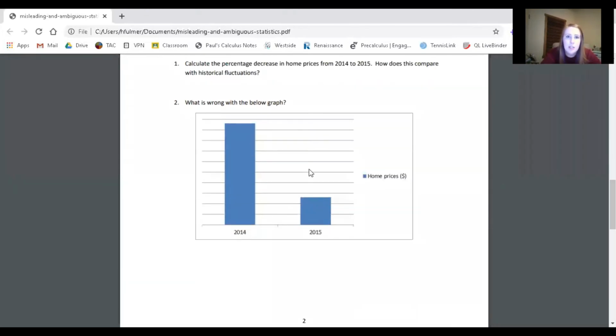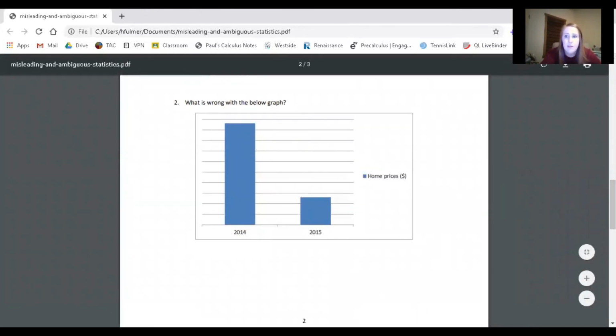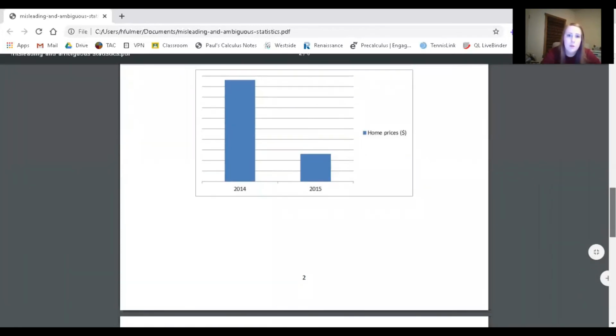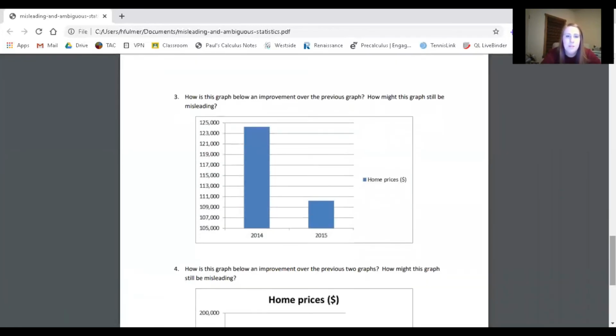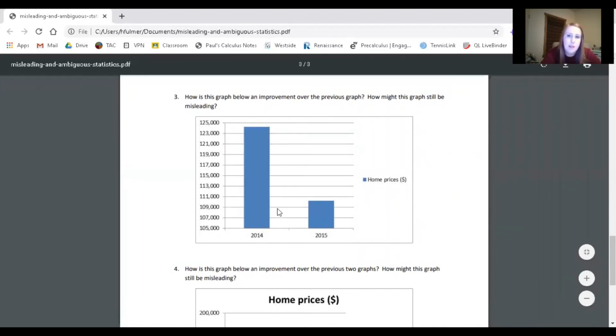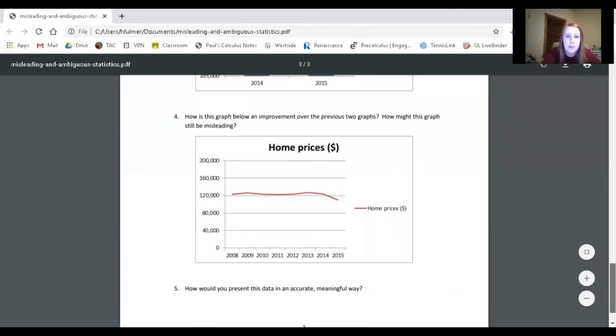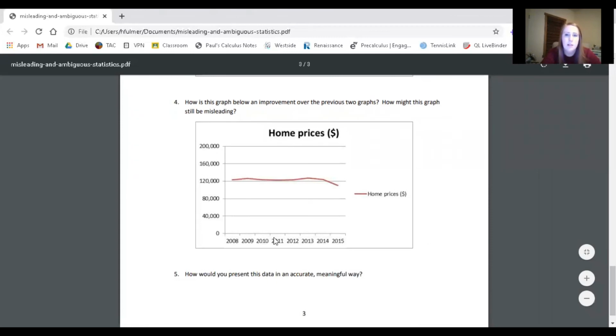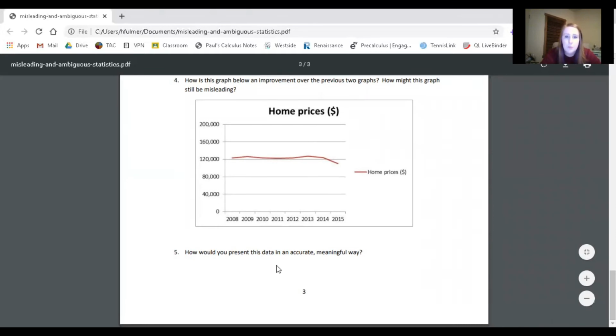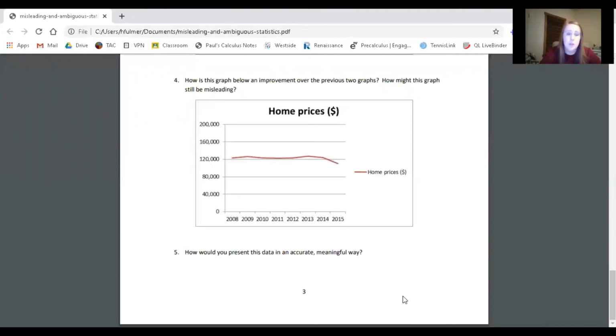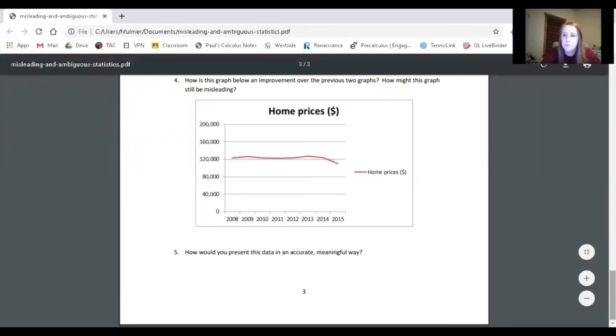Number two, you're just looking at what could be wrong with this graph. Answer as much as you can about what you think might be wrong with it. The next graph is a little bit of an improvement, but it's asking how could this graph still be misleading? Answer that the best that you can. And then same with this last one. And then at the end, it's asking how would you present this data in an accurate, meaningful way? You can draw a graph if you want to do that, or if you just describe how you would do it, that would work too.